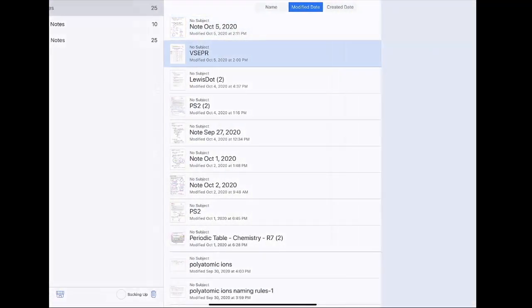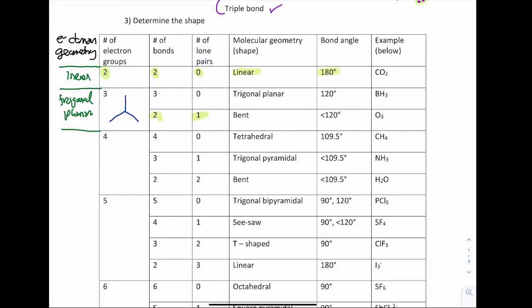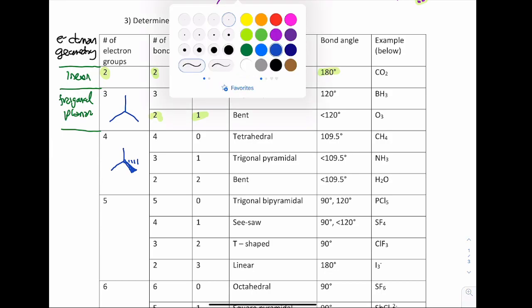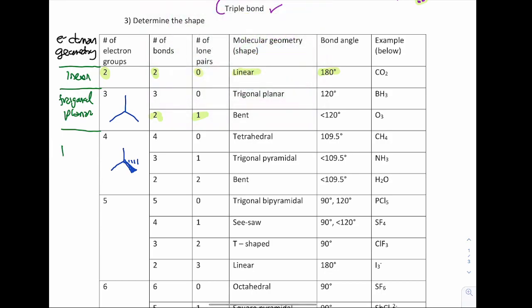So going back to our handout here, I'm going to draw my little skeleton here. So 2 in the plane, 1 coming out, and then 1 going back. And the name of that, tetrahedral. And then again, every time you add a lone pair, just replace one of those bonds with the lone pair. So let's look at some models for this one.